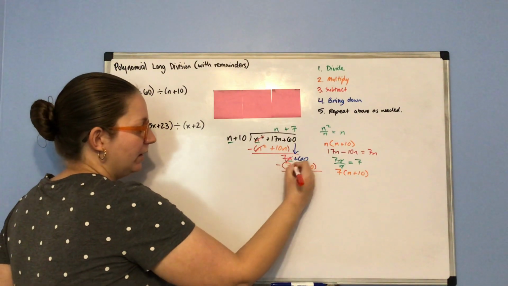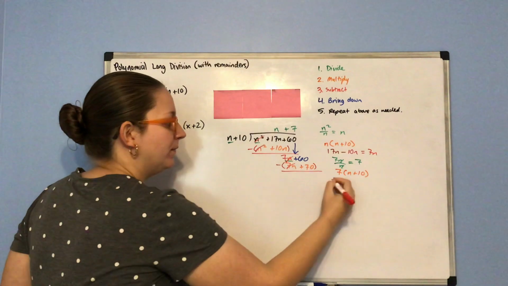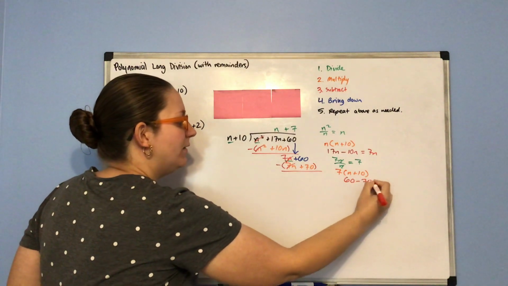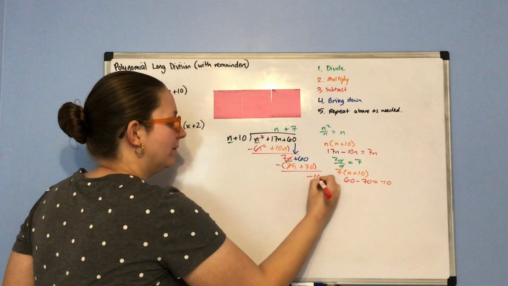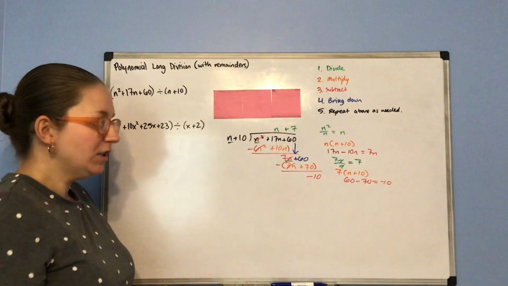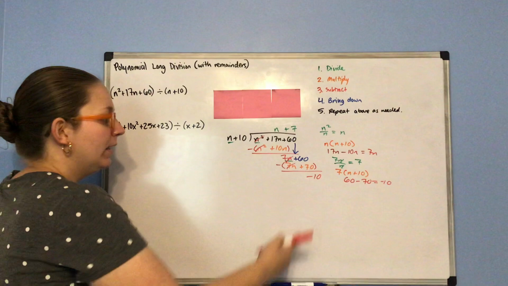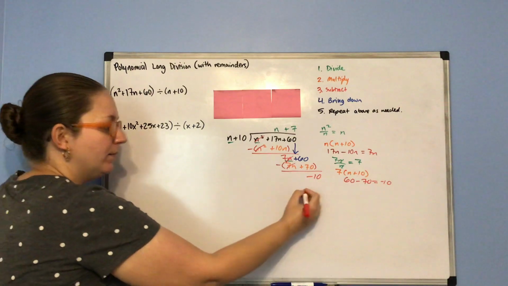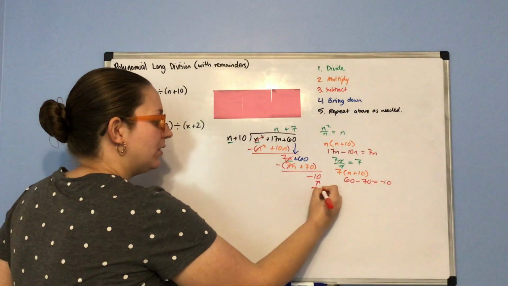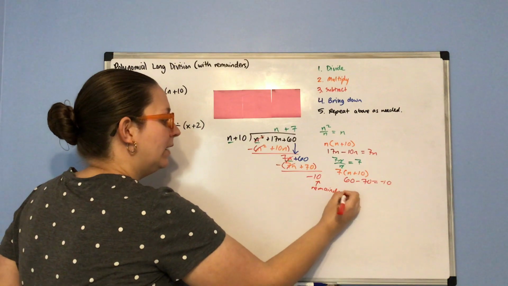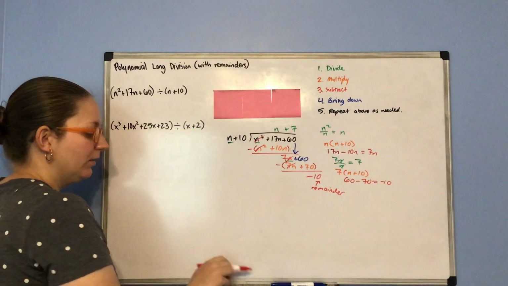7n minus 7n, those cancel, good news. 60 minus 70 gives me negative 10. I'm done at this point other than writing my final answer. I don't have anything left to bring down. Since this is not a 0 here, this right here is called the remainder. So we need to include that remainder as part of our answer.